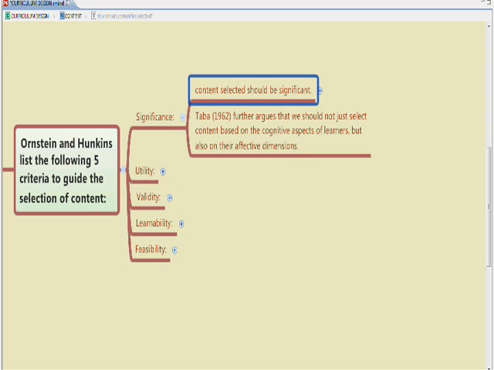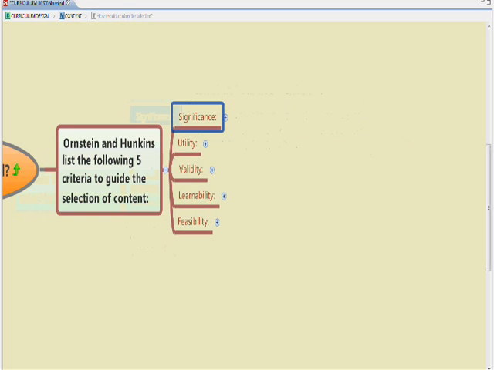So that's what Taba is telling, that it's really sad, or rather it's really crucial, that we focus on how people feel about the subject and give them the passion for the subject, rather than just worrying about how the content should be delivered. Now let's talk about utility.